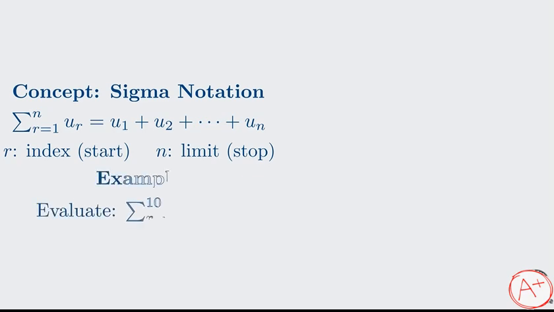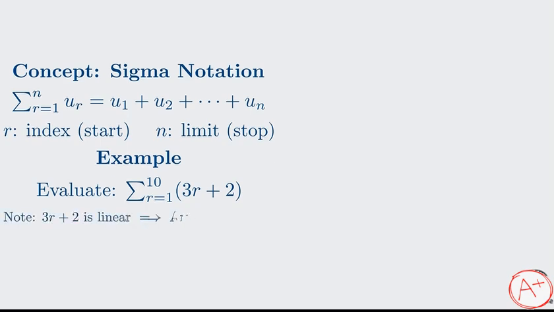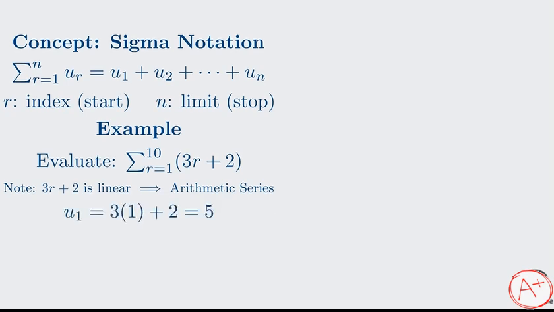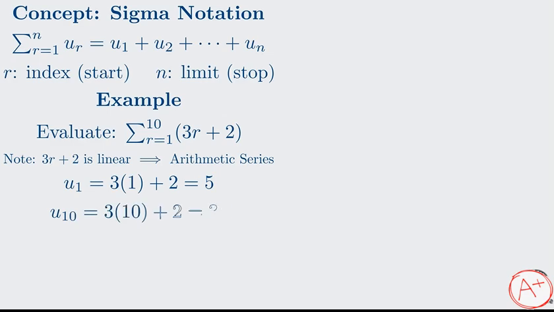Let's look at an example. Evaluate the sum of 3r plus 2 from r equals 1 to 10. Notice that the expression 3r plus 2 is linear in r. In the IB syllabus, a linear expression inside a sigma notation always indicates an arithmetic series. To solve this efficiently, find the first and last terms to use our first sum formula. For the first term, we substitute r equals 1 into the expression. For the last term, we substitute r equals 10.